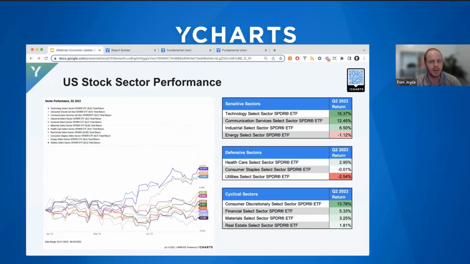On to US stock sector performance. So we had 8 of 11 sectors positive in Q2. We had 3 double-digit gainers: the tech sector, communication services, and consumer discretionary. While we had 3 laggards in the red: energy, utilities down 2.54%, which was the largest laggard, and then consumer staples was just narrowly negative on the quarter.